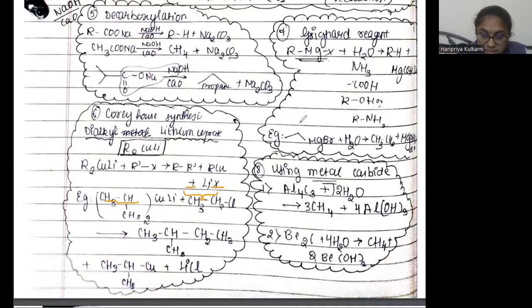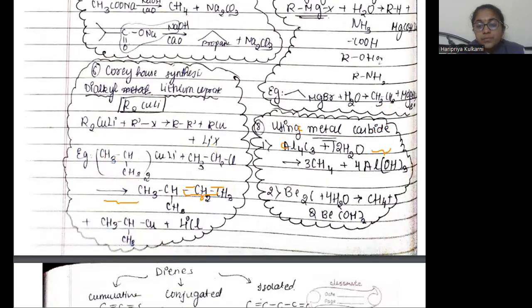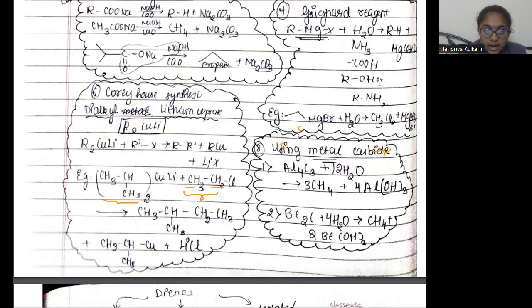So this, as you can see here, we have one carbon. So we got ethane here. Now the last one, that is the eighth one, is using metal carbides. Using metal carbides.